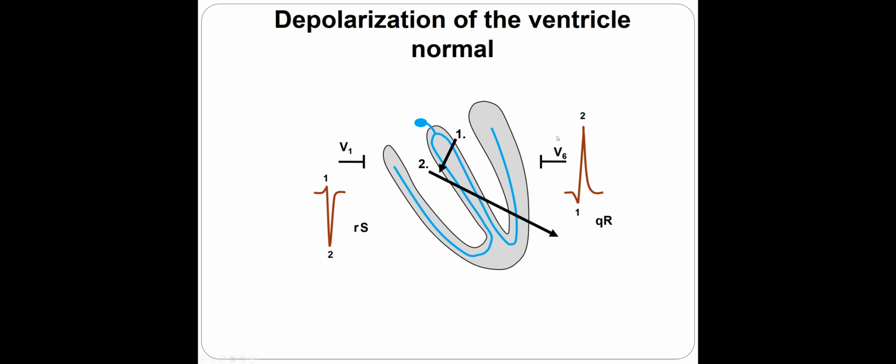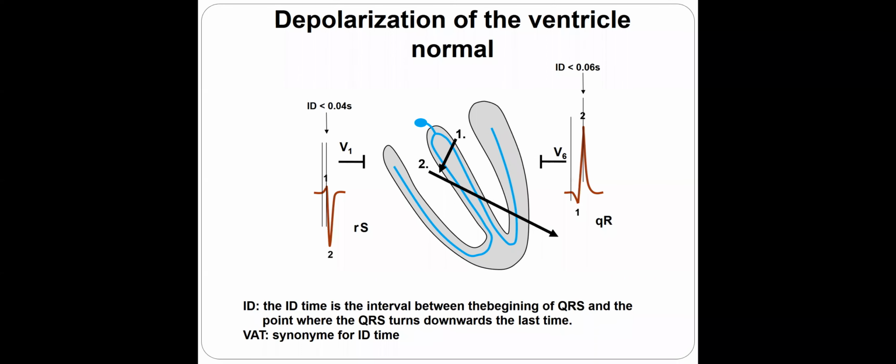Now, you learn in physiology what is called the ID time, or ventricle activation time. The ventricle activation time, or the ID time, is the time needed for the activation of the muscle that underlies the electrode. That means from the beginning of the QRS till the highest or last R wave in the QRS complex. As you see here on the right side, normally there is only one way, the septal activation, which goes toward the right side.